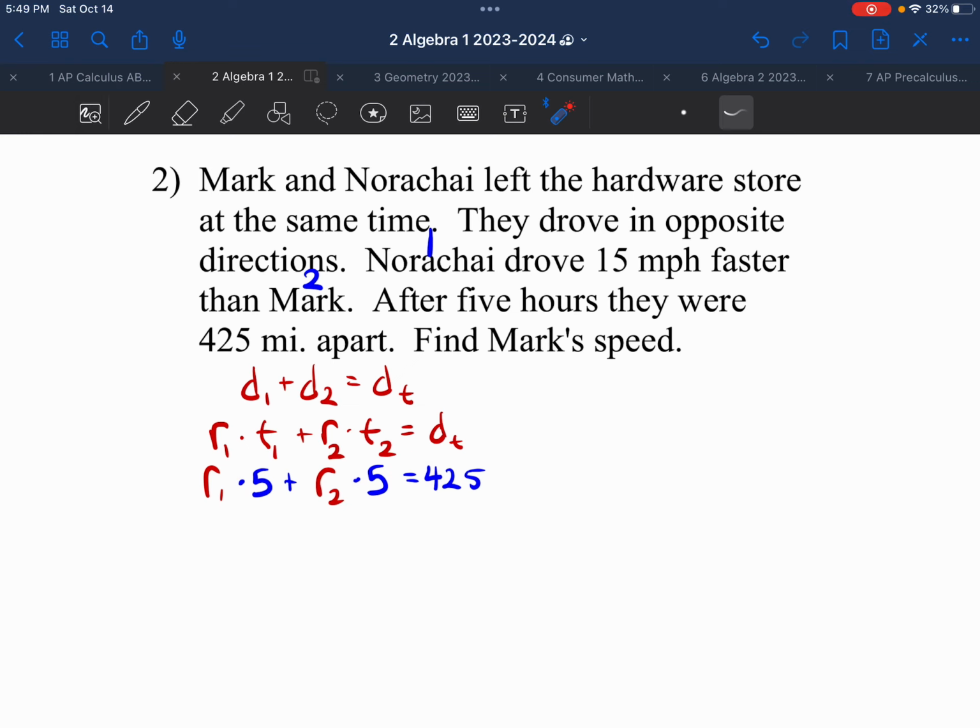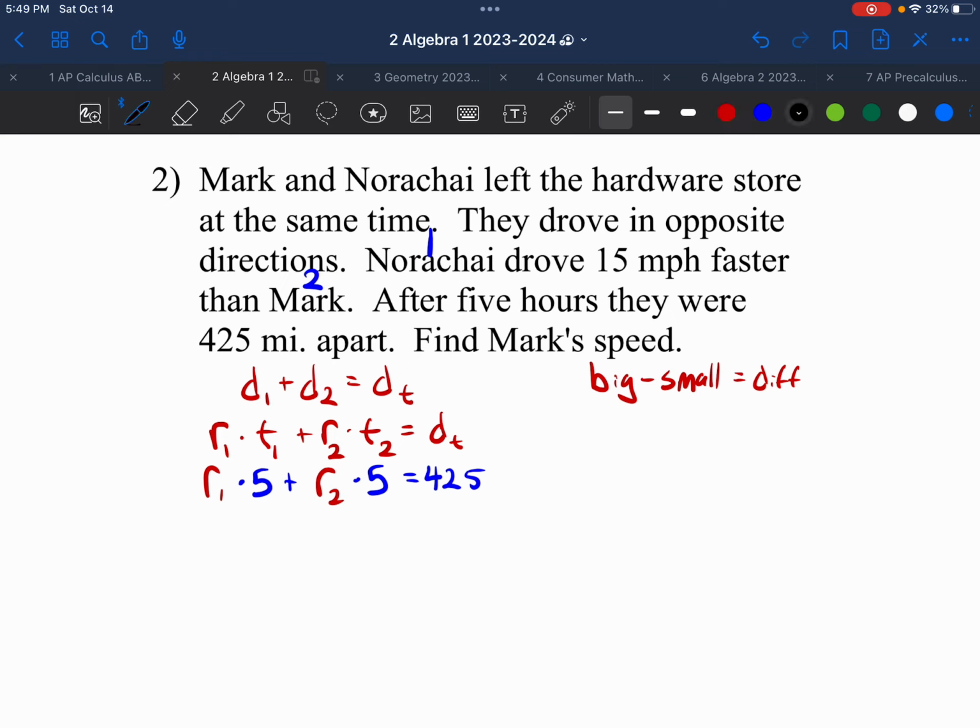So to find a second equation, we need to use the other piece of information that we haven't used so far, which is this. Noriachi drove 15 miles per hour faster than Mark. So how do we say that in terms of an equation? Usually, we always say some big amount minus some small amount is equal to the difference of their amounts. So which one is bigger? Which one is traveling faster? Is Noriachi traveling faster or is Mark traveling faster? It says Noriachi is driving faster, so we're going to say Noriachi is the bigger one. We're going to say this speed 1 or this rate 1.